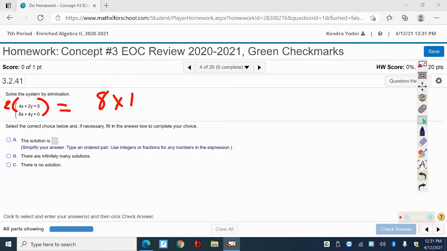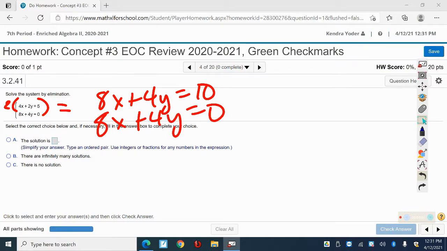I have 8x plus 4y is equal to 10, and then the bottom one is 8x plus 4y is equal to 0. As soon as you see that you multiply them by a value and they get almost exactly the same thing, if I were to multiply it by a negative, those all cancel out and you have 0 is equal to -10. Is that a true or a false statement? It's a false statement, so therefore there is no solution.